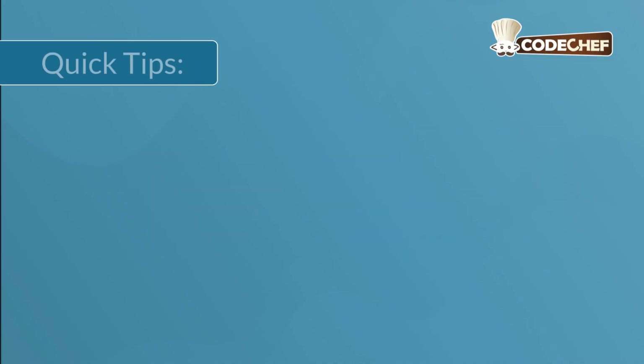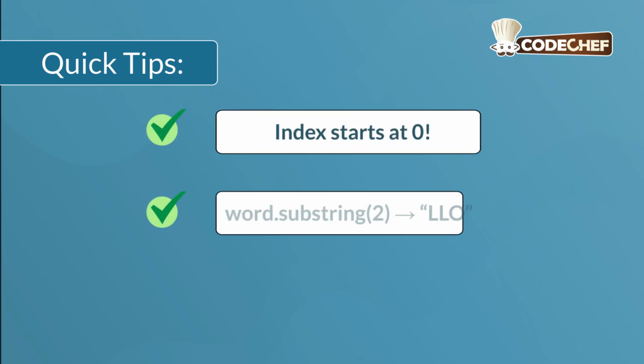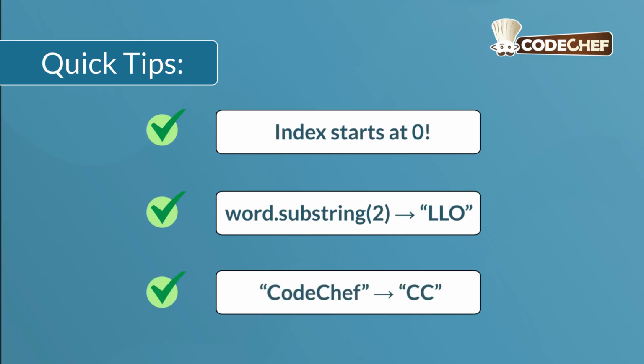Here are some quick tips. Remember, indexing starts from 0, not 1. You can use substring(start) alone to copy from a position till the end of the string. And you can combine these methods for creative operations, like extracting initials or trimming words.